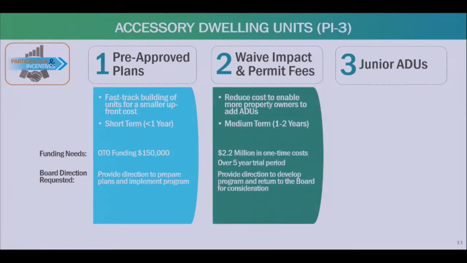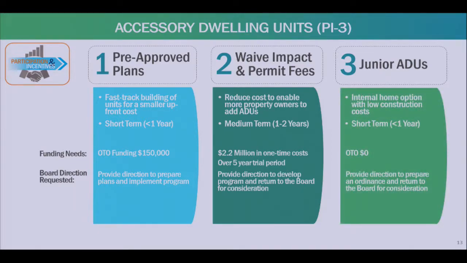Option 2 would waive development impact and permit fees for a 5-year trial period beginning in early 2019. These fees represent, on average, 10 to 13% of the cost of building an ADU. This option would reduce costs to homeowners for building permits and other fees related to the construction of an ADU on their parcel by approximately $13,000 to $16,000.